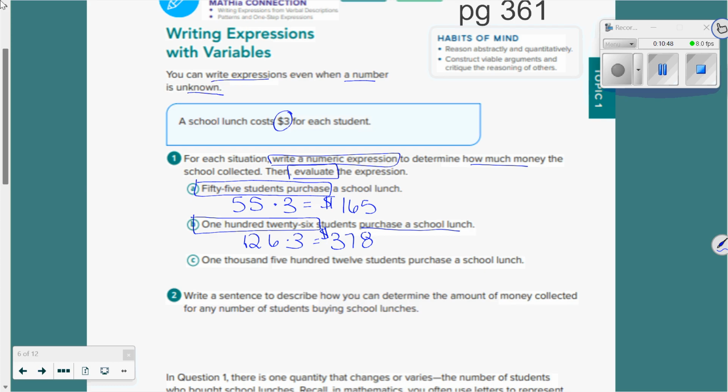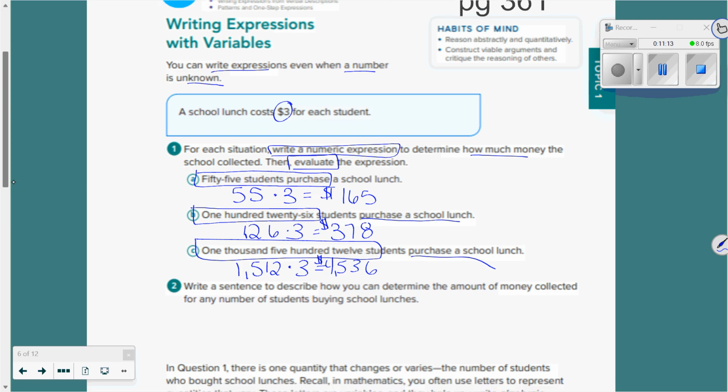And 1,512 students purchased a lunch. 1,512 times 3 equals 4,536. Yes. Questions about those?